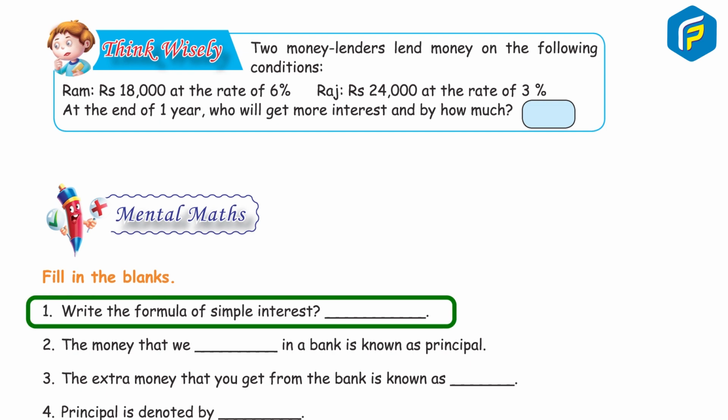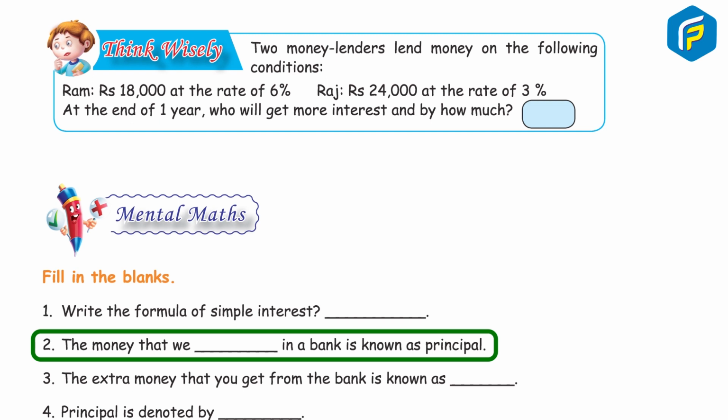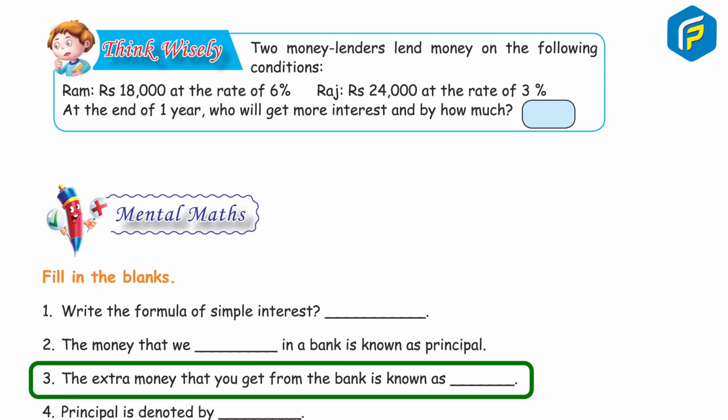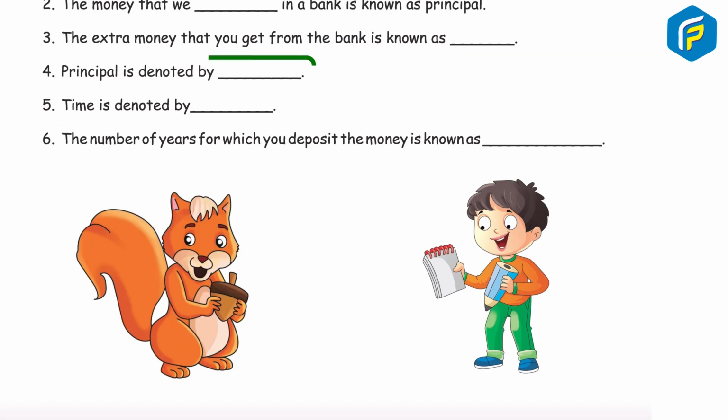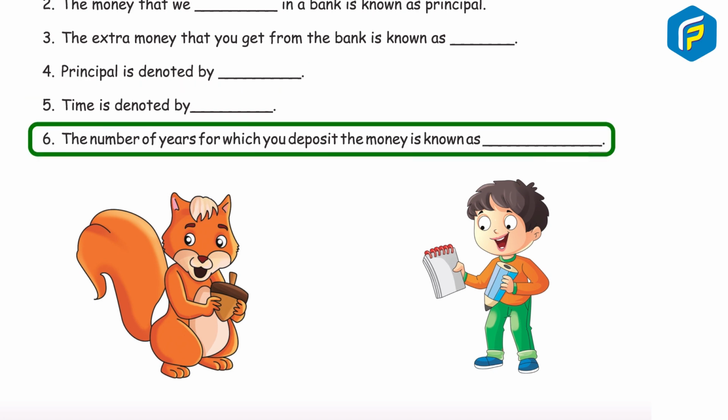1. Write the formula of simple interest. 2. The money that we deposit in a bank is known as principal. 3. The extra money that you get from the bank is known as interest. 4. Principal is denoted by P. 5. Time is denoted by T. 6. The number of years for which you deposit the money is known as time.